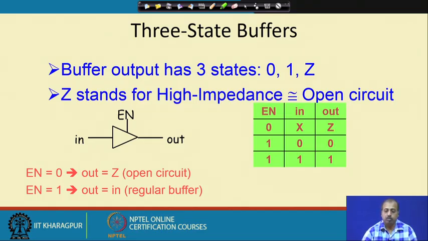If we do not want the output to get the value of the input, we can put enable equal to 0, and that will stop the output from getting the value of the input.